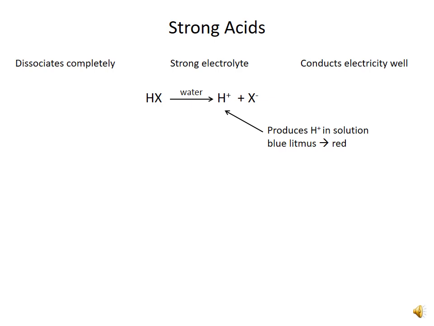This can be detected in the laboratory by testing the solution with litmus paper. And so an acid is going to turn blue litmus paper red. Here's another example of a specific strong acid, HI, or hydroiodic acid, dissociating completely into its hydrogen ion and iodide anion.